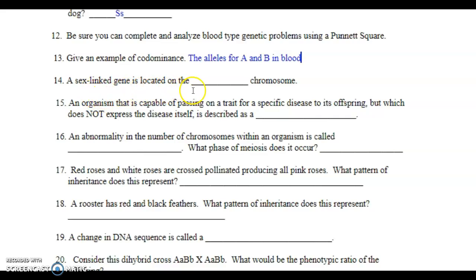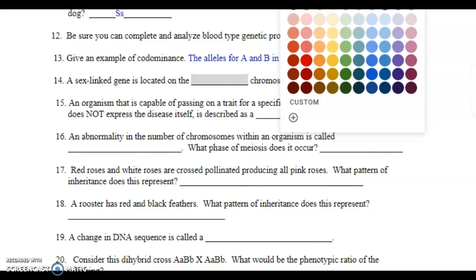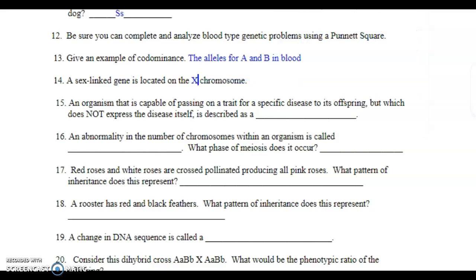Number 14 says a sex-linked gene is located on the blank chromosome. Well, it's going to be on those sex chromosomes, so it's going to be either the X or the Y. Most of the time, we're going to see that happening on the X. But we will put X or Y, because those are both the sex chromosomes. The majority of what we see is actually on the X.